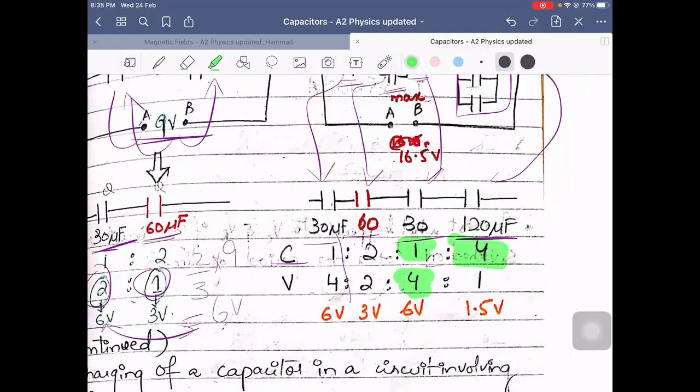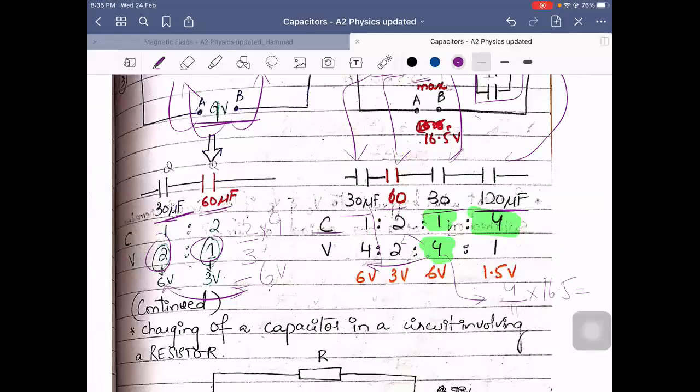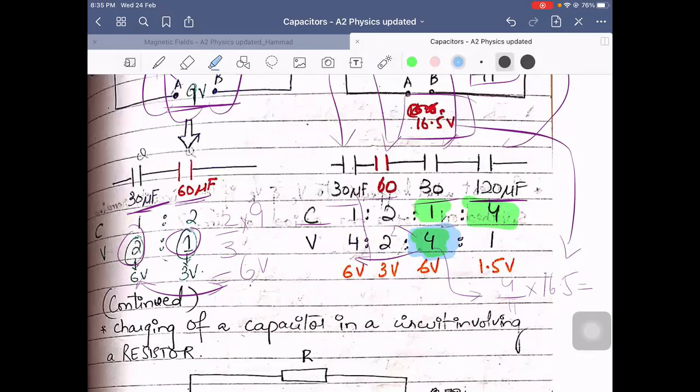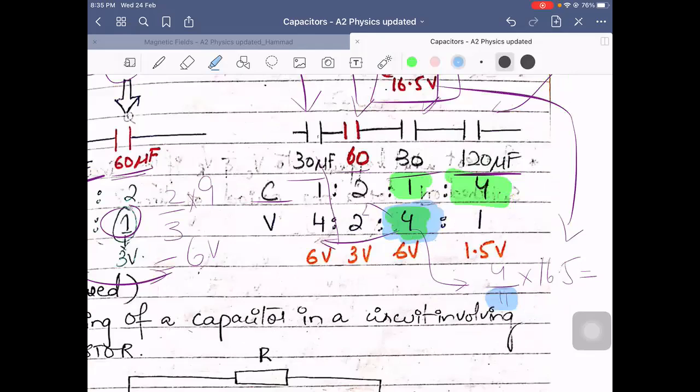Let's say you want it for this. Why did we multiply it with 16.5? Check with a calculator. 16.5 is the total voltage of the battery. I need to check the voltage drop on this blue highlighted part. So 4 was the share, 11 was the total ratio. I multiplied that by 16.5, which was my battery value. 6.